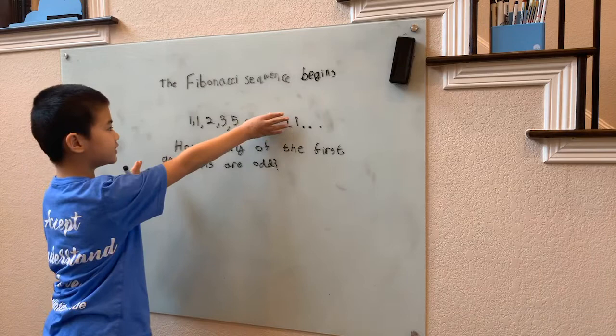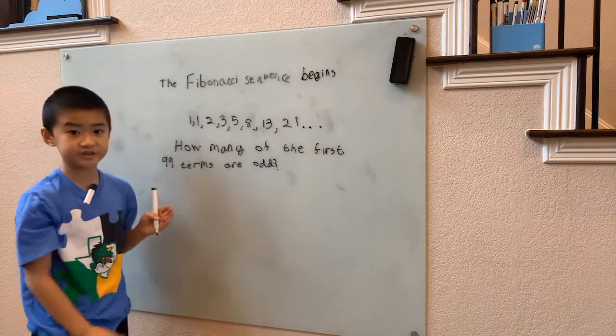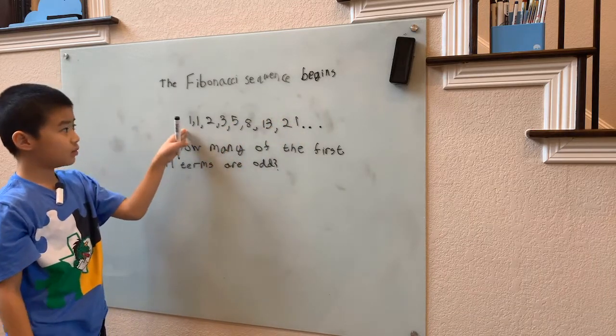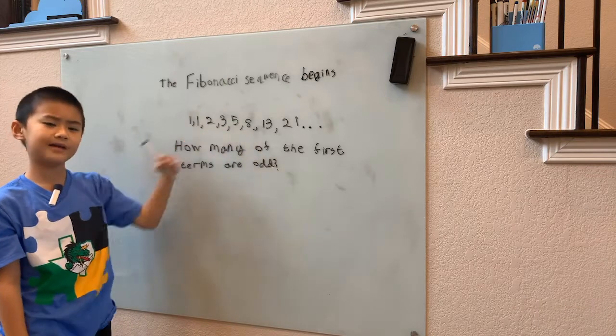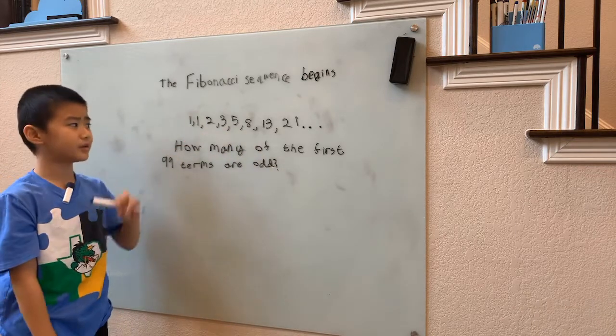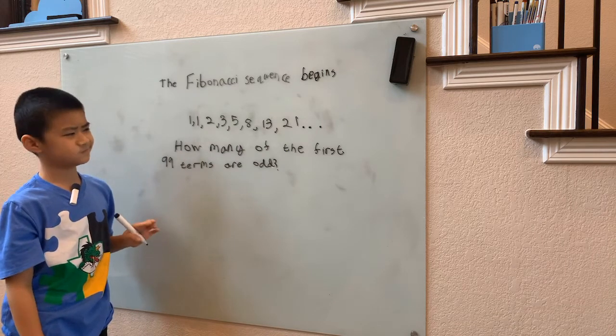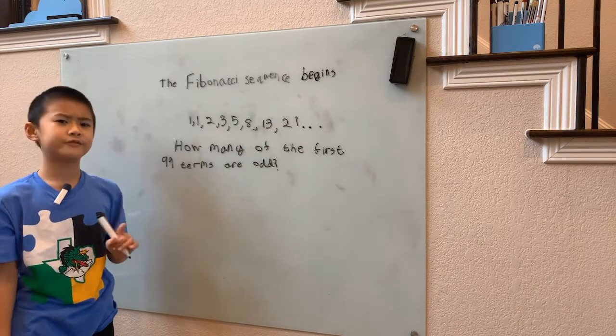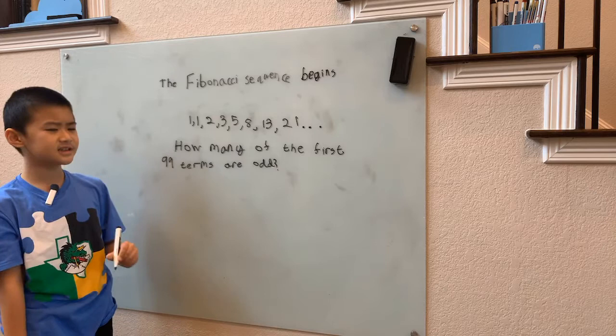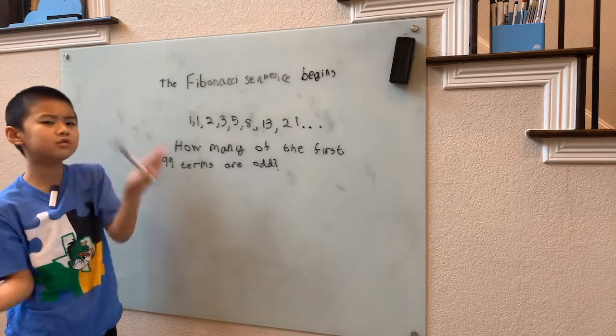So what if now there's 6 numbers? Well, the odds here are 1, 1, 3, and 5, which gives us 4 odd numbers out of 6 total numbers. Getting suspicious. 4 is 2/3 of 6. Now let's see if we can prove that.